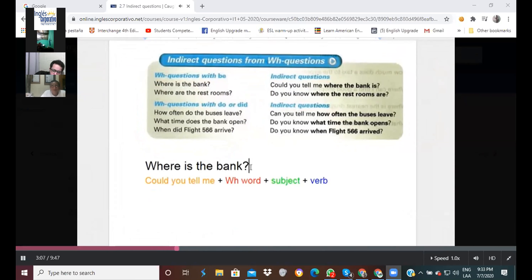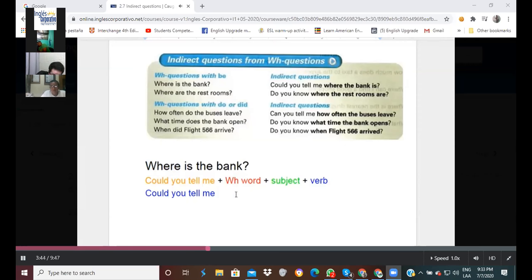So we want to turn the question, where is the bank, into an indirect question. The way we'll do that is we will use some kind of polite modal verb, so in this case, could you tell me? This is followed by a WH word. In this case, it happens to be where, but it could be any other WH word, for example what time, how often, when, etc. Any kind of WH word is what we're going to include here.